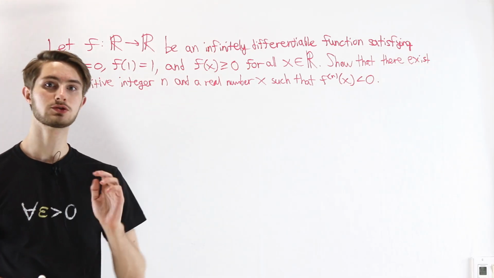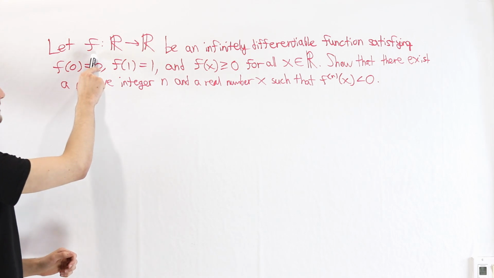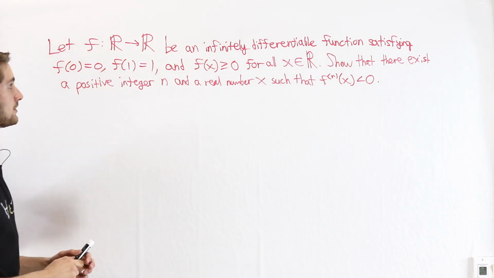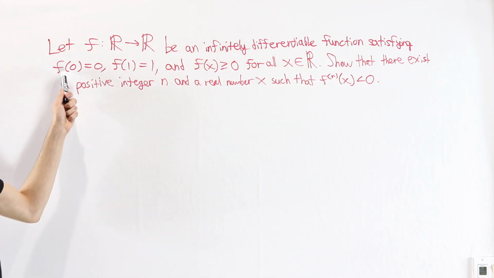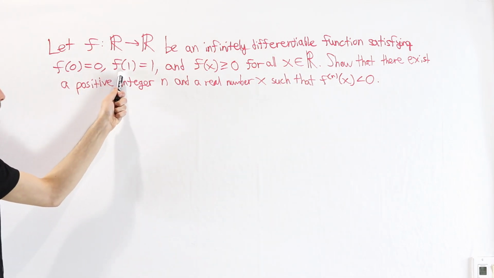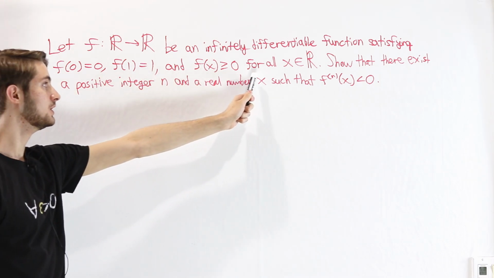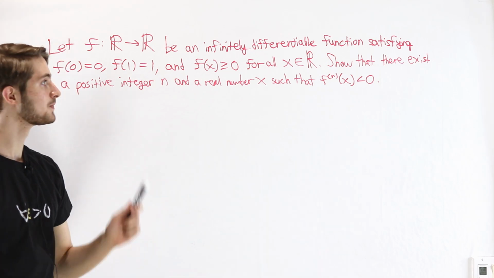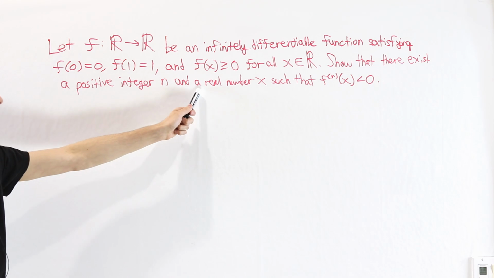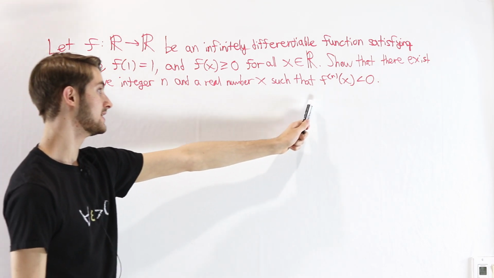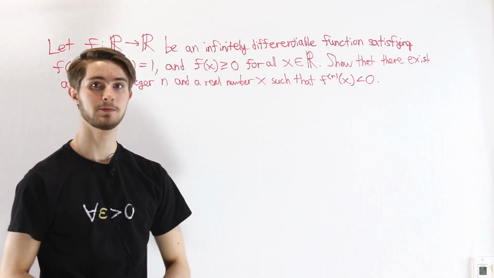So we are going to do the 2018 Putnam problem A5. Let f from the real numbers to the real numbers be an infinitely differentiable function satisfying f(0) = 0, f(1) = 1, and f(x) is greater than or equal to 0 for all x in the real numbers. Show that there exists a positive integer n and a real number x such that the nth derivative of f at x is less than 0.